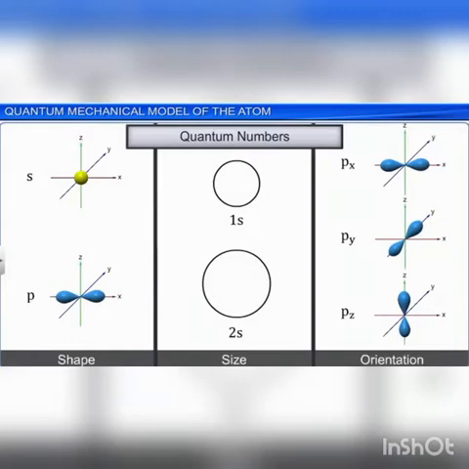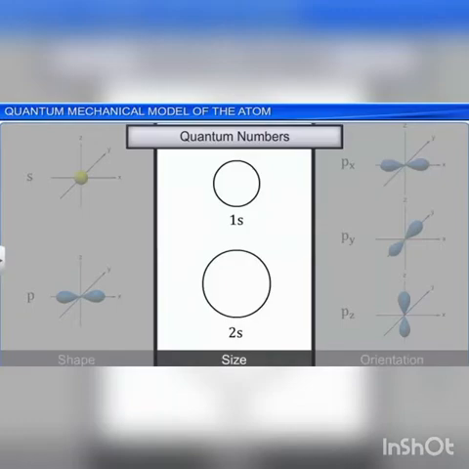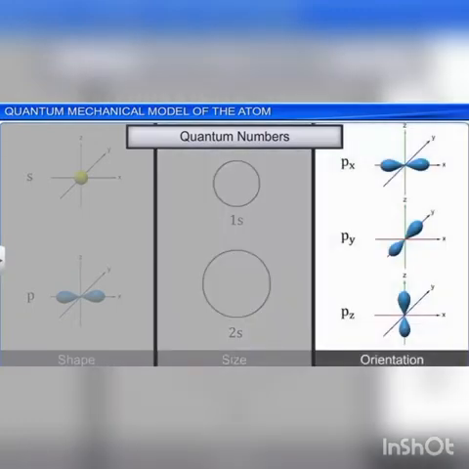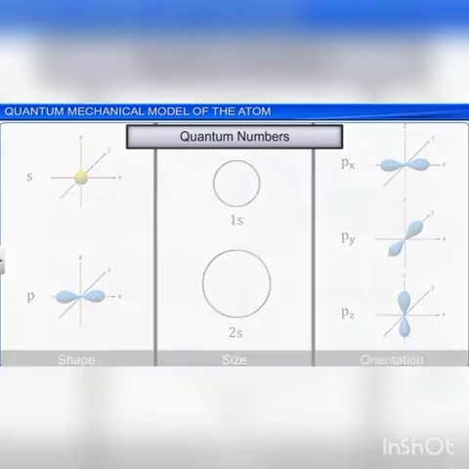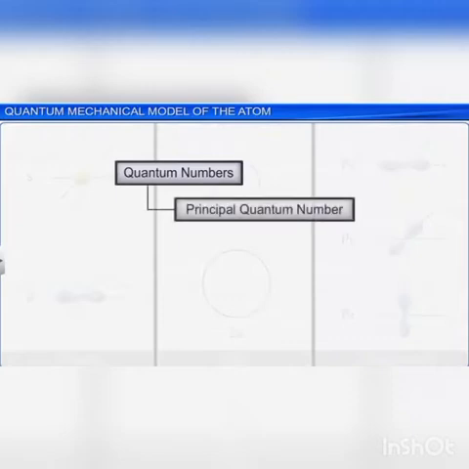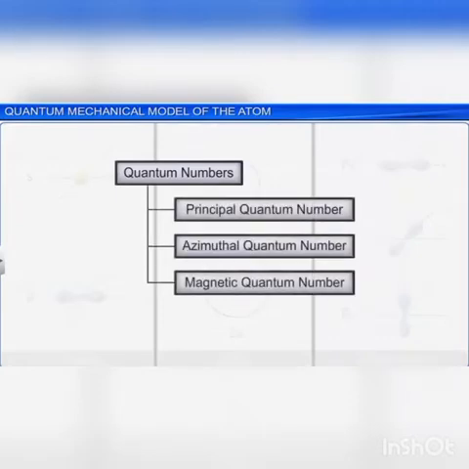Orbitals are distinguished from each other on the basis of shape, size, and orientation. The probability of finding an electron depends on these 3 distinguishing characteristics. Such orbitals are again distinguished by 3 quantum numbers, which are, again, the principal quantum number, the azimuthal quantum number, and the magnetic quantum number.